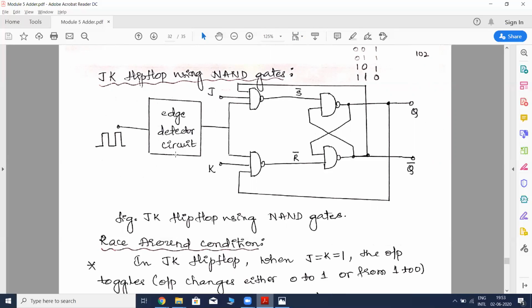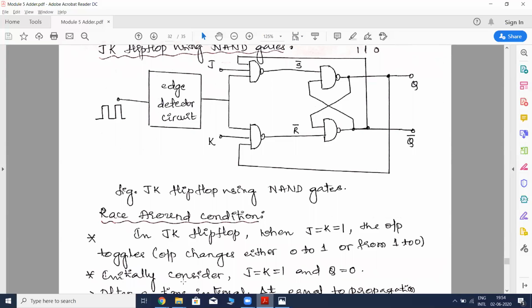So we want to overcome this one. In order to overcome this indeterminate or invalid state, we could come to the JK flip-flop. JK flip-flop is the advancement with respect to the SR flip-flop. Here in JK flip-flop, we could eliminate this invalid condition, but still there is a problem. What is that problem? When J and K inputs both are equal to 1, 1, output is continuously toggling. That means output changes either from 0 to 1 or from 1 to 0.